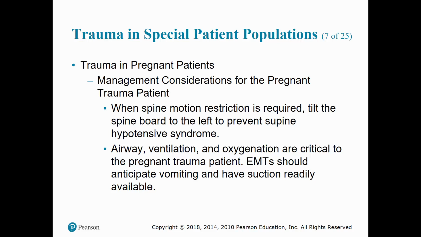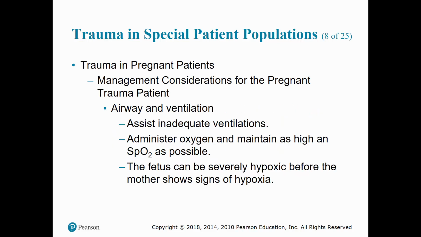If they are not breathing adequately, assist their ventilations with positive pressure ventilation. Administer a high concentration of oxygen via non-rebreather if the breathing is adequate, or via bag valve mask in those that are breathing inadequately. The vasoconstriction response in hypovolemia or shock will reduce the blood flow to the uterus. The fetus is now vulnerable to any reduction in oxygen and can become severely hypoxic before the pregnant patient shows signs of hypoxia.